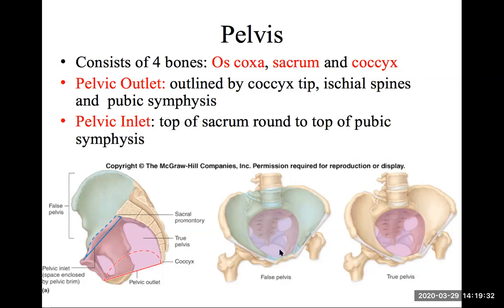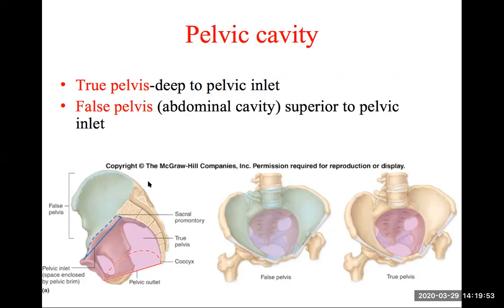All right, the last thing I want to talk about is what's called the false pelvis. And that's this area or space filled up with the color blue here. So anything that sits above the pelvic inlet is referred to as the false pelvis, because actually this space in here is within the abdominal cavity. So the true pelvis is deep to the pelvic inlet, and the false pelvis is actually abdominal cavity, and that sits superior to the pelvic inlet.